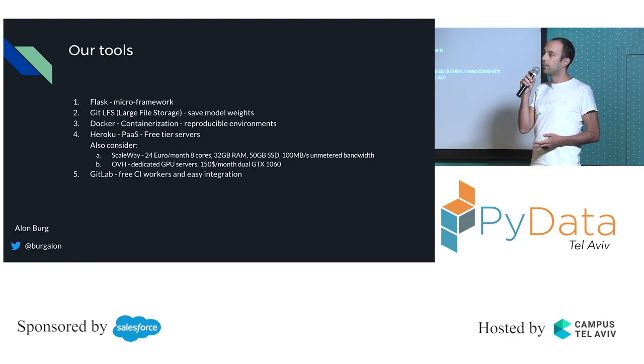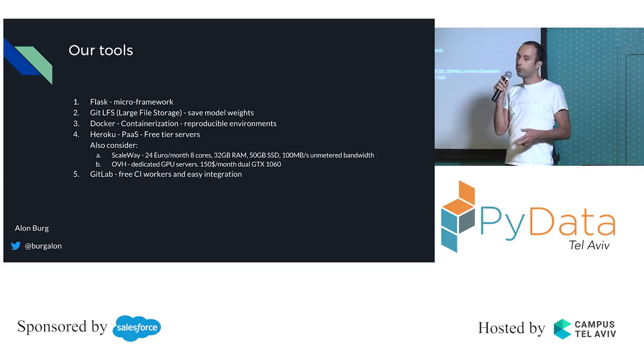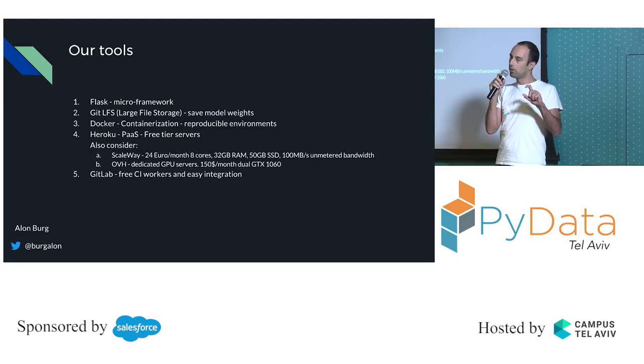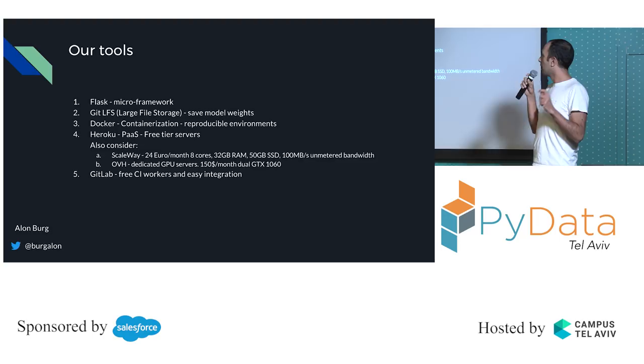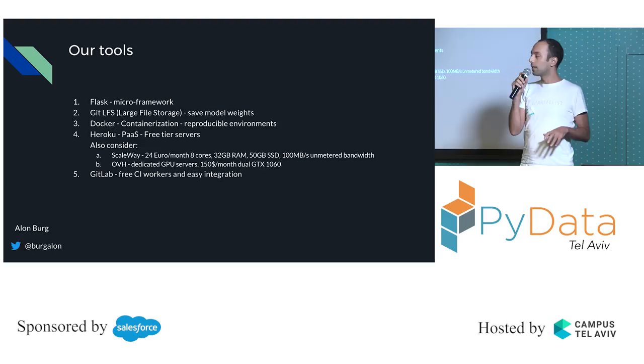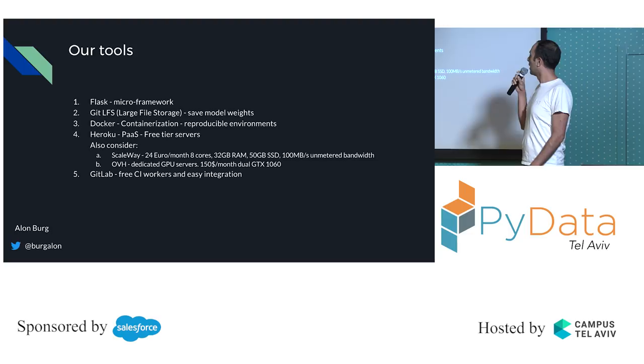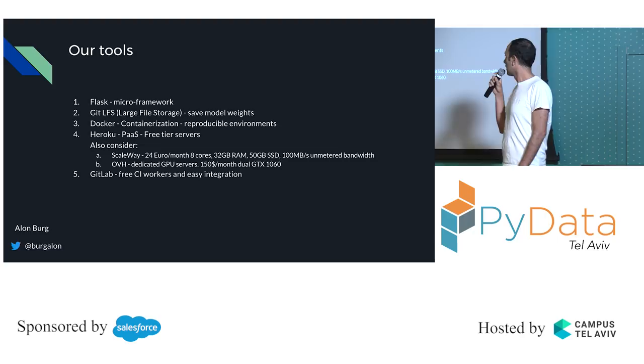And we will use Heroku for free serving. I always like to note the small notes. So I wrote down that if you're trying to serve your stuff, you might consider checking out Scaleway, which is a European server company that really has some cheap offerings. You can get a 24 euro, 8 core, 32 gigabyte RAM, and 50 gigabyte SSD.